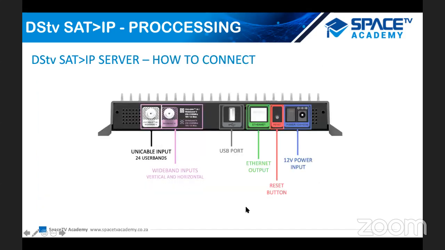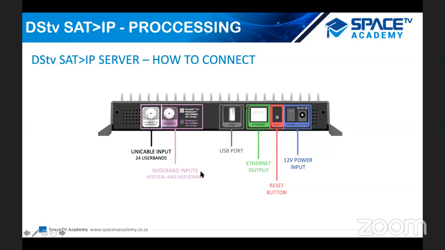So there's a bigger picture close-up of the back end of the SATIP server, and starting on the left, you will see the F connector with a white surround. It's marked unicable input. So if you are feeding the server from a unicable feed or the smart LMB, you will connect your input to the first far left F connector.